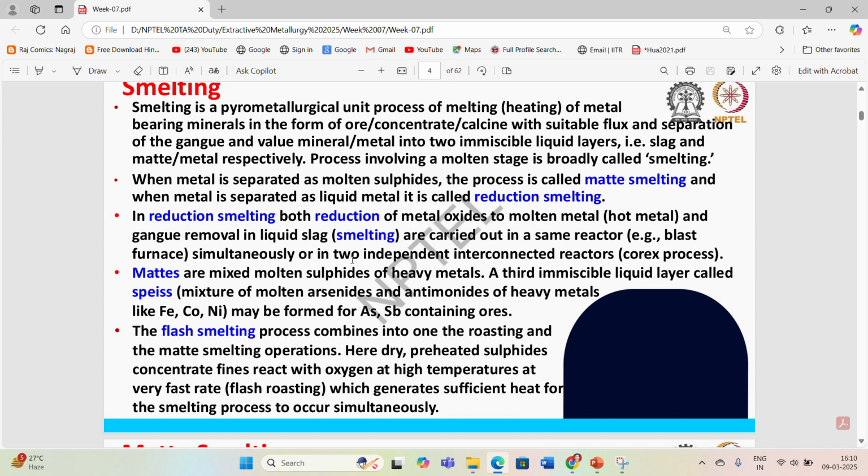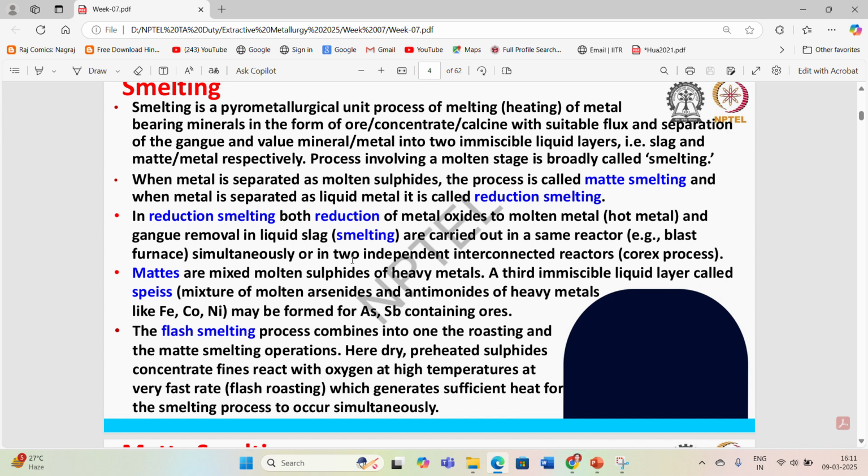So, with the help of this speiss, we can recover the arsenic or antimony material. It has a density, a specific gravity, of around 10 or 11, so it will report to the bottom of the reactor. During reduction smelting, we get two immiscible layers: one is the hot metal, and the second is the slag phase.